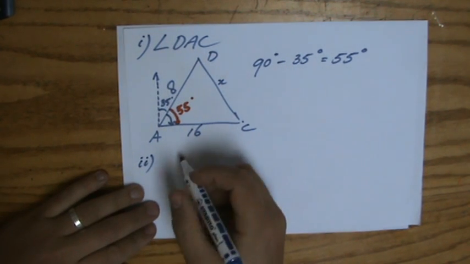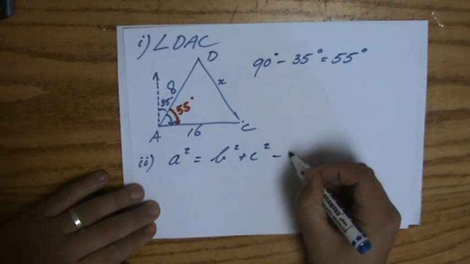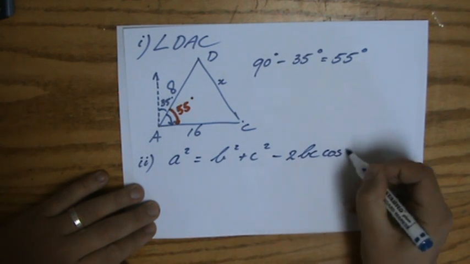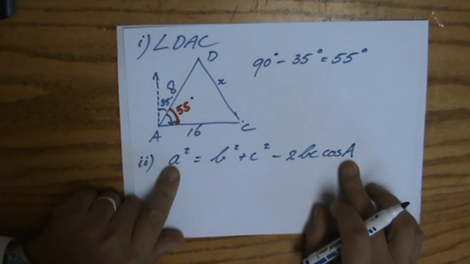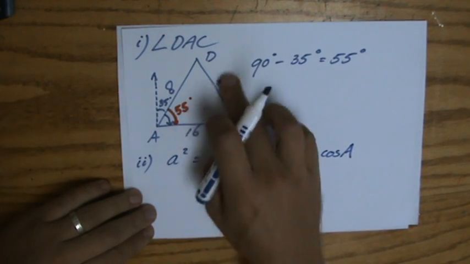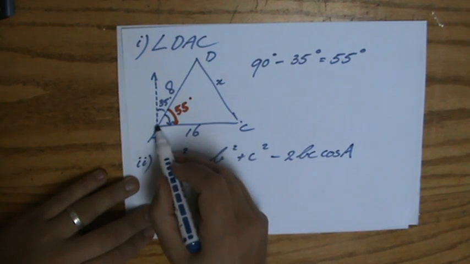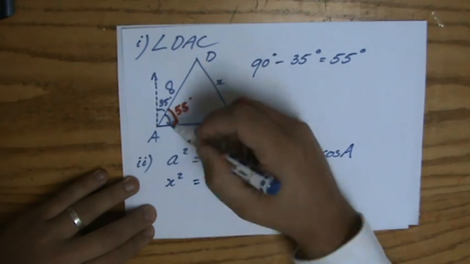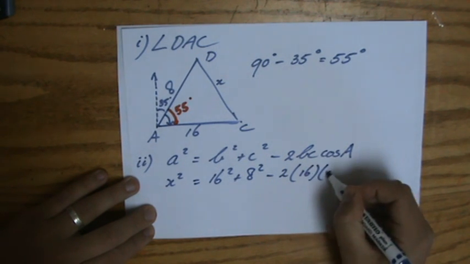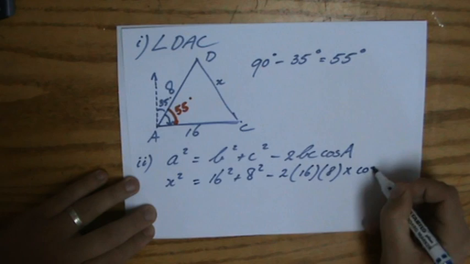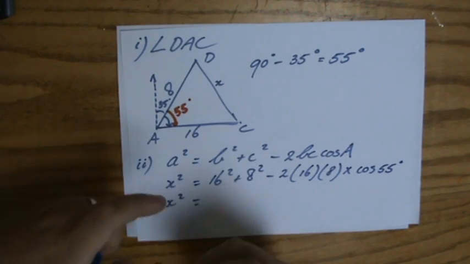The cosine rule: a squared equals b squared plus c squared minus 2bc cosine A. You've seen in my previous videos that they are teammates. Now, if I'm looking for the length x, and indeed I have its teammate angle, that's excellent. I'm going to write down x squared equals 16 squared plus 8 squared minus 2 times 16 times 8 times the cosine of 55 degrees.